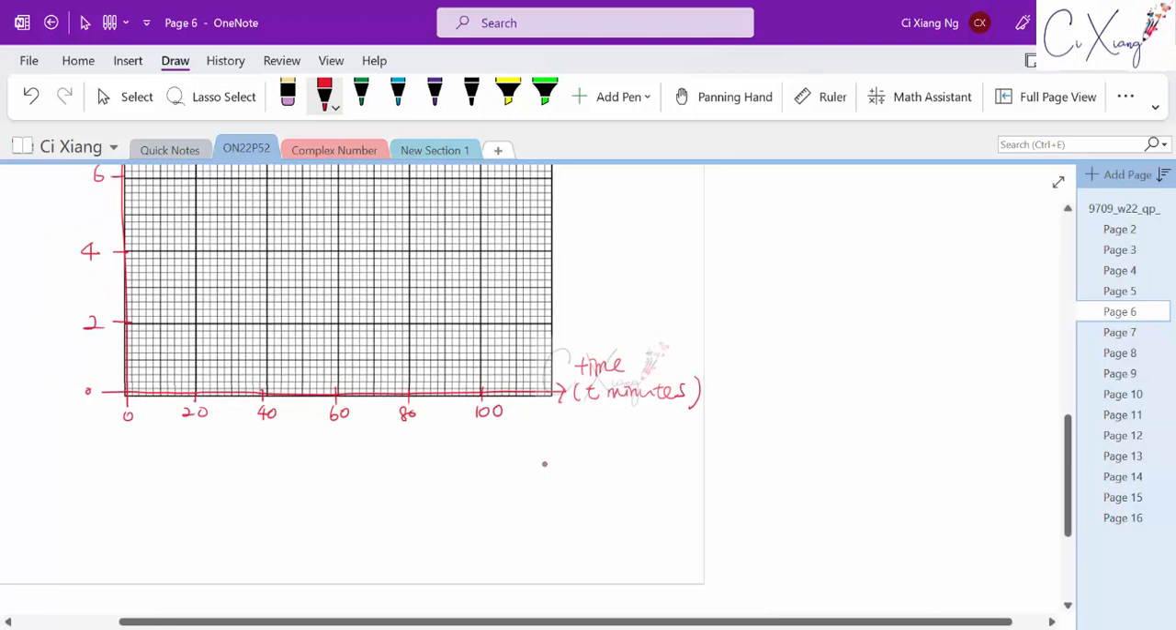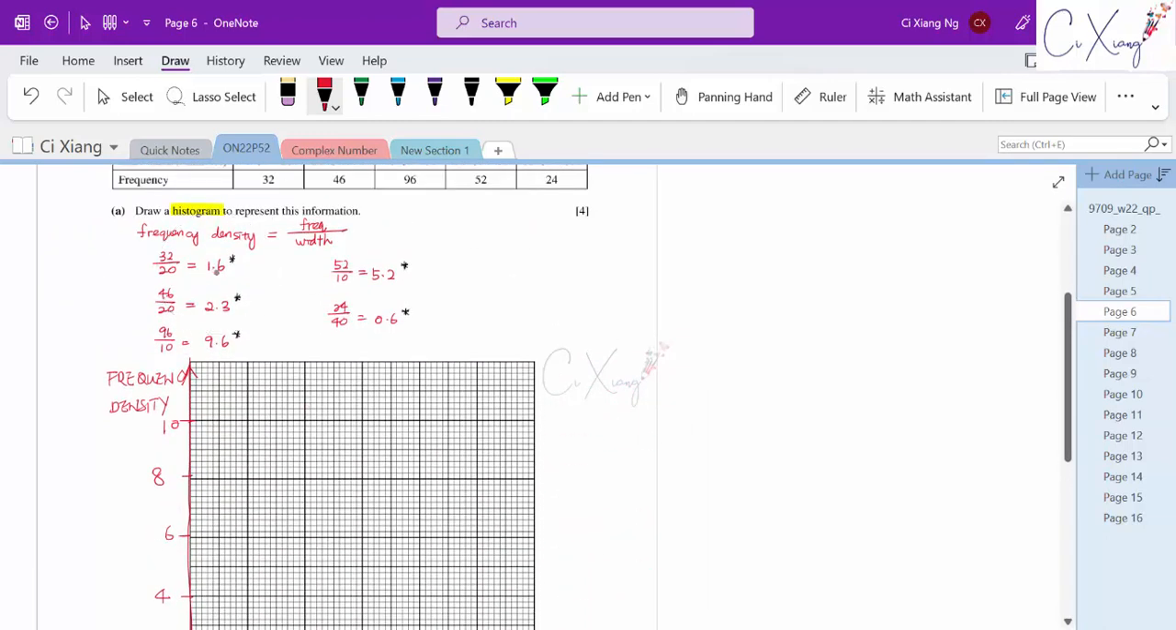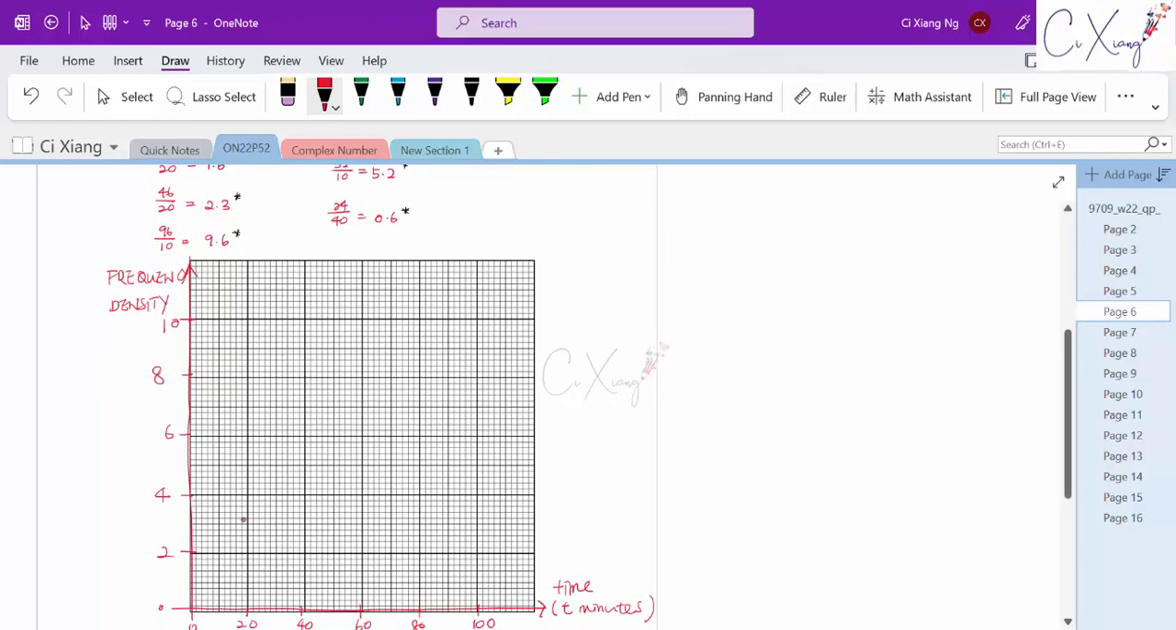Okay, so for the first class, the height is 1.6, which is the frequency density, right? So you try to measure where the 1.6 is, and then I start to sketch the bar. For this bar, the width of the bar is from 0 until 20. Therefore, I need to draw until 20. Then this is the first bar that I have.